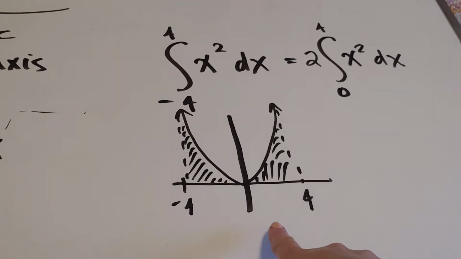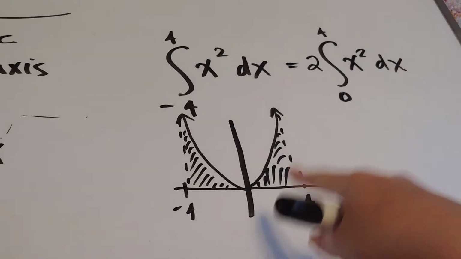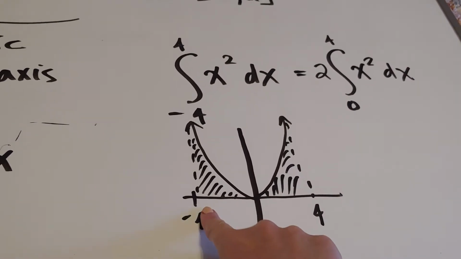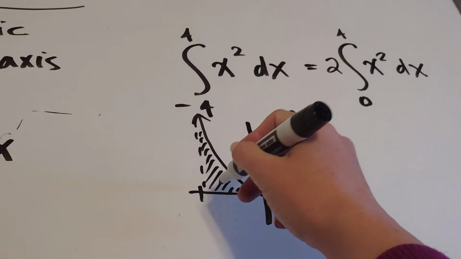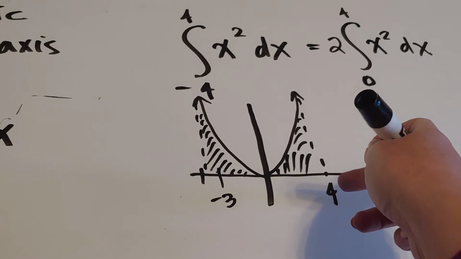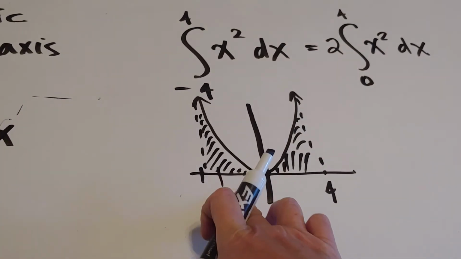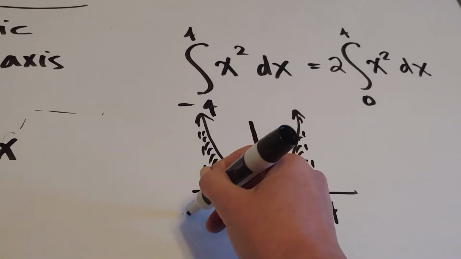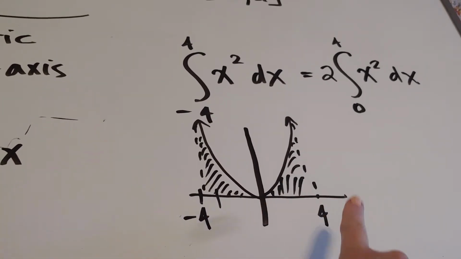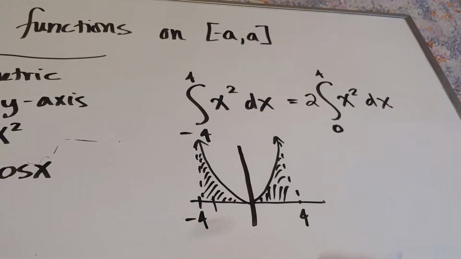However, I would caution you, don't just see an even function and do this. It has to be very specific. It has to be on this interval. If this was from -3 to 4 is the integral I was interested in, I couldn't do this, okay? So it's a very specific integral from -4 to 4 or -5 to 5 or -1 to 1. So it has to be from -a to a.